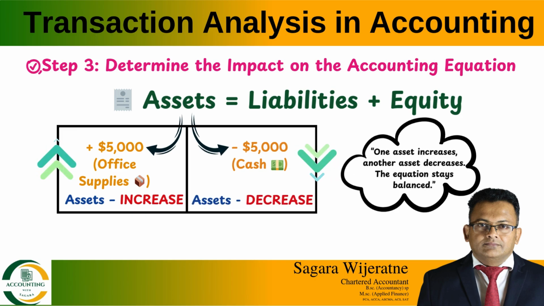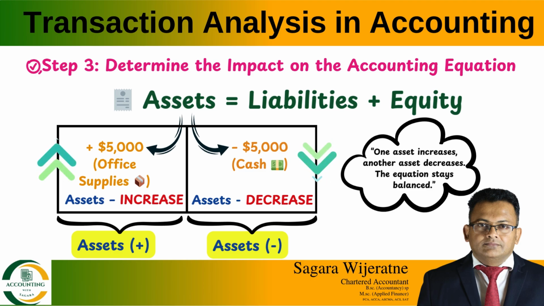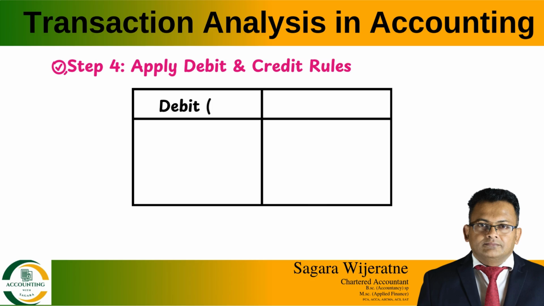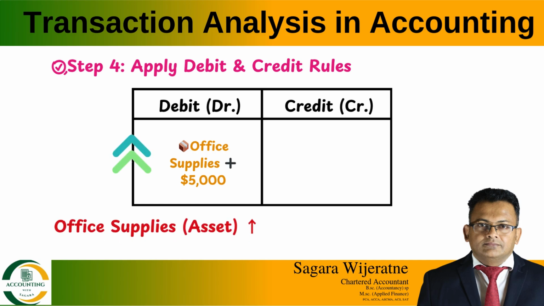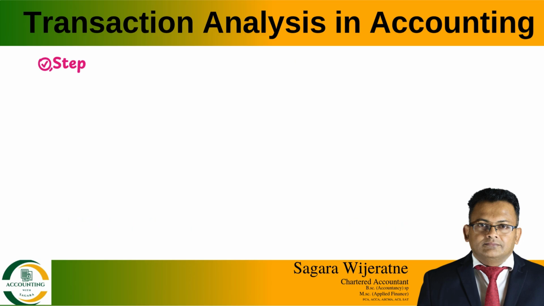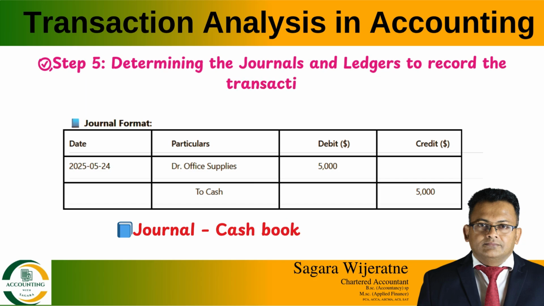The dual impact can be presented on the accounting equation as assets plus, assets minus. Step 4: Apply debit and credit rules. Office supply asset increase is a debit. Cash asset decrease is a credit. Step 5: Determine the journals and ledgers to record the transaction. Journal, cash book, ledger, general ledger.